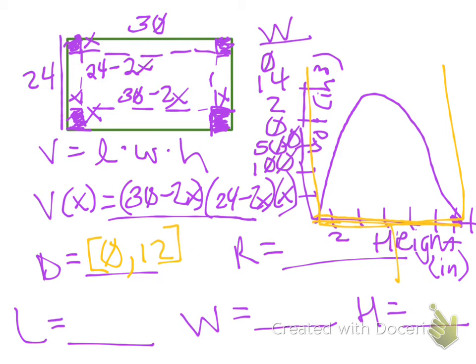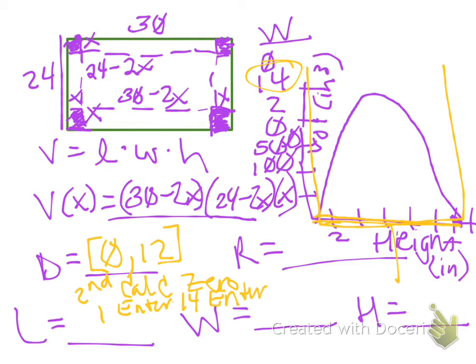If you cannot tell where it goes, you need to go in your calculator and press second calc and 0. From there, you need to press 1 and enter. And whatever the right-hand side of the window that we selected was, in this case, our window we set was 14. So I would press 1, enter, 14, enter, and enter one more time.